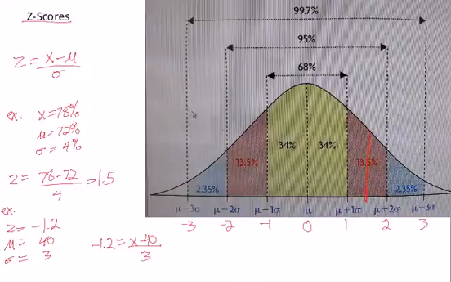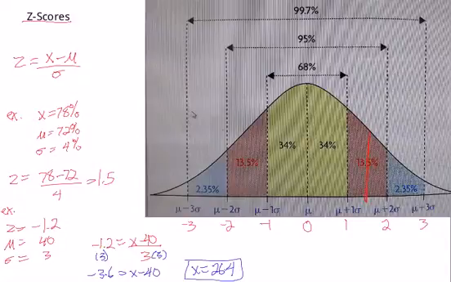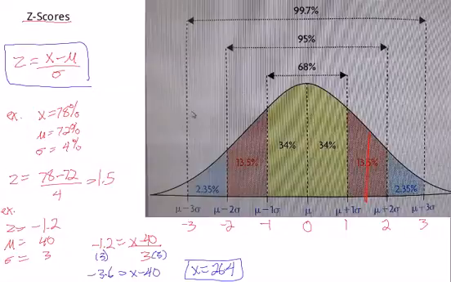We'd multiply by 3 on both sides first. So -1.2 times 3 would be -3.6, and then we'd have x minus 40. Add 40 to both sides would be your last step. So we would get x equals 26.4. Okay, so you can use this formula anytime you need to calculate a z-score, or if they give you the z-score and they want you to figure out what the actual starting number would be, in either case.